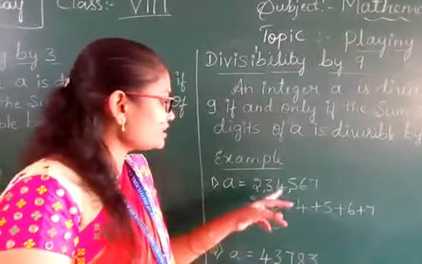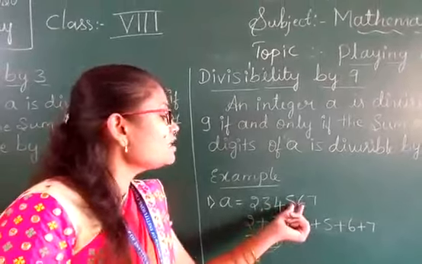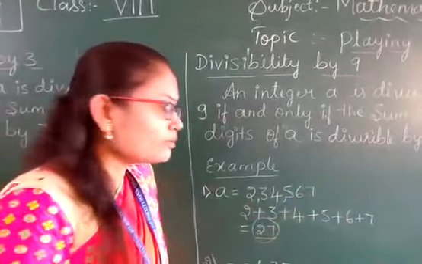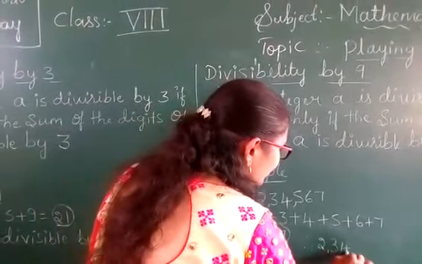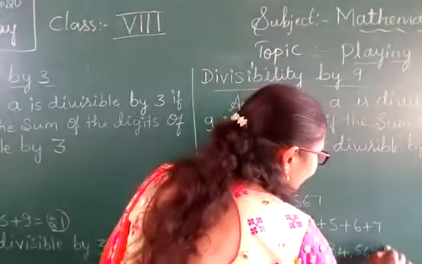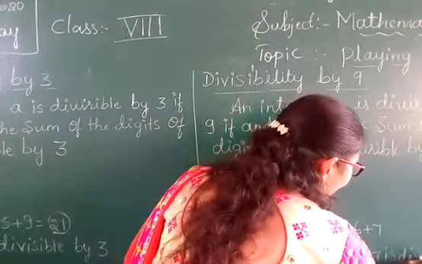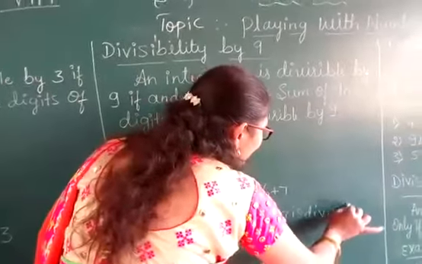So we have to consider that 2,34,567 is divisible by 9. Therefore we can conclude that 2,34,567 is divisible by 9. Very easily you can conclude that it is divisible by 9.